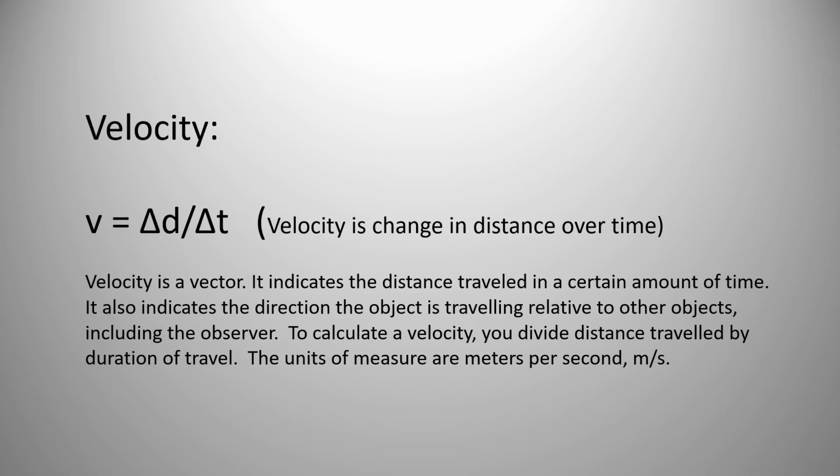And so if you have an object that's moving, it's going to be at position A at a certain time, and then it's going to move to position B at a certain other time. You take the difference of the times, and that gives you the duration of the travel. Then you measure in meters or centimeters the distance between position A and position B, and you combine that into the idea of a velocity. It also indicates the direction the object is traveling relative to other objects.